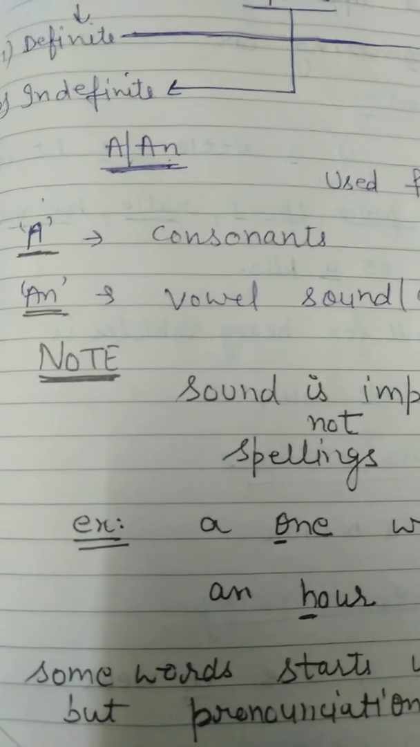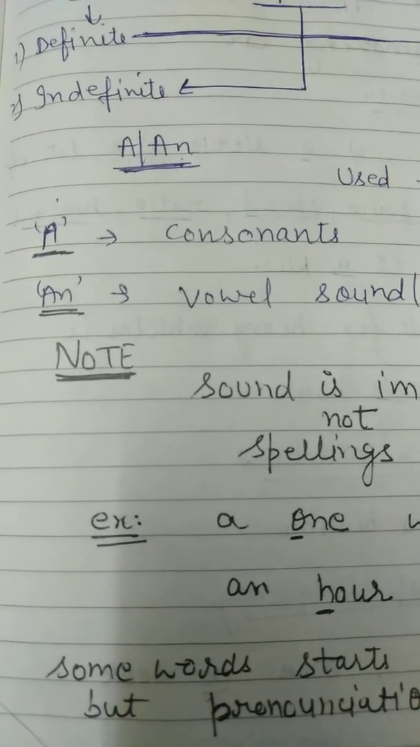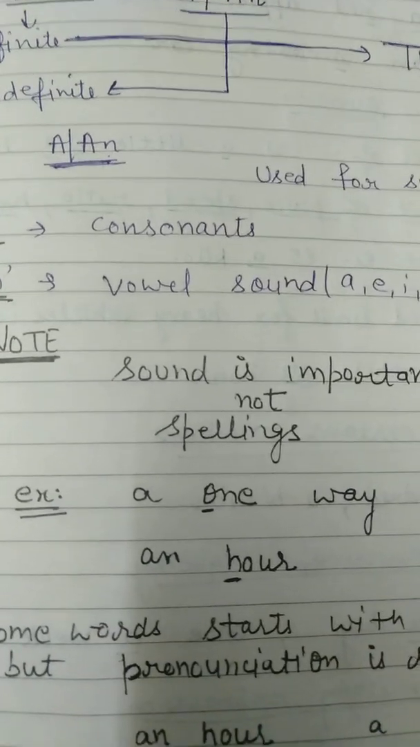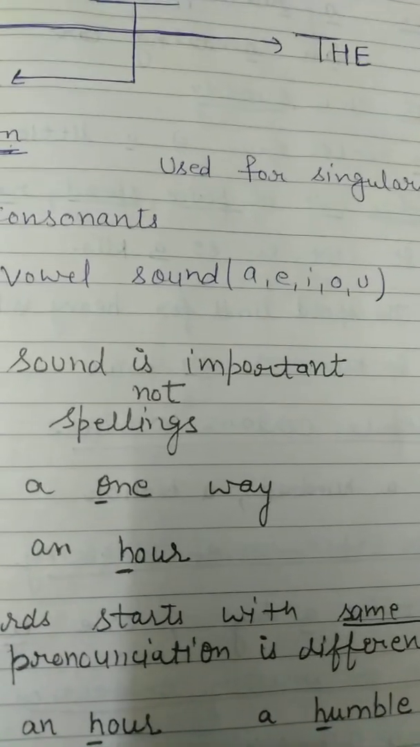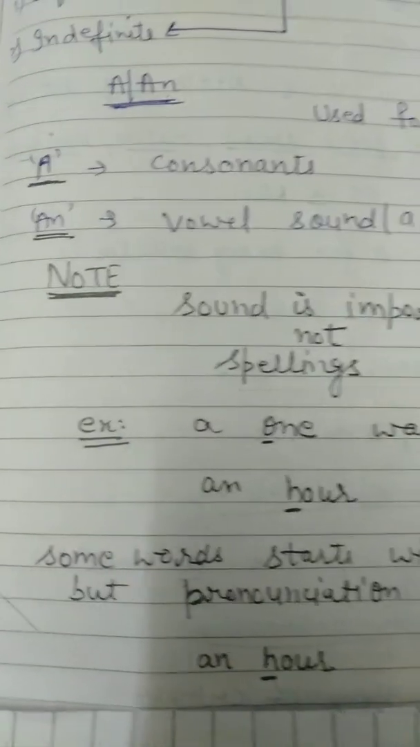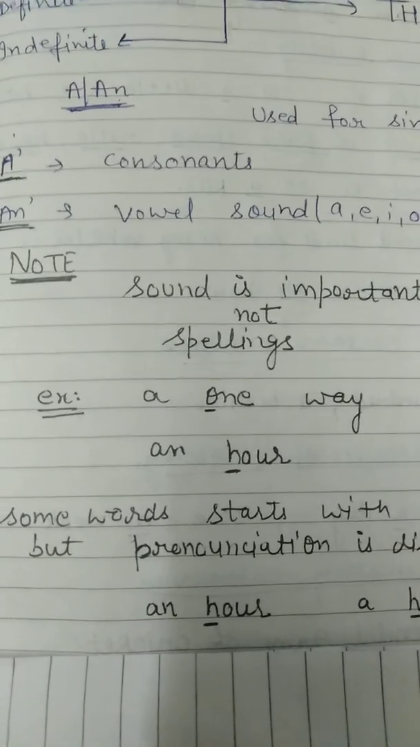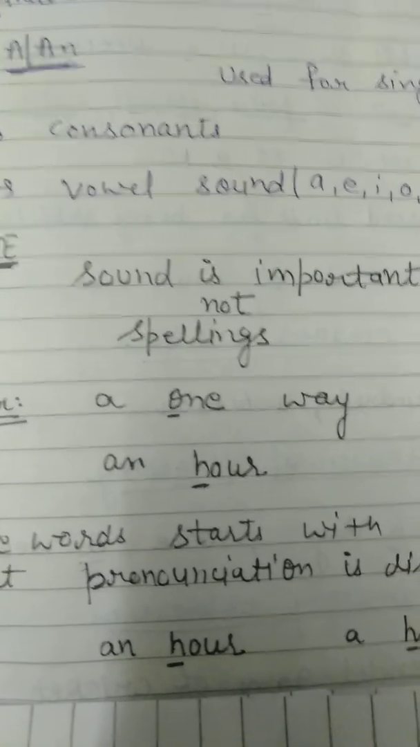We have to focus on the sound, not only on the alphabet. An is used with the vowel sound: a, e, i, o, u. See, sound is important, not spellings. Example: a one-way, an hour.